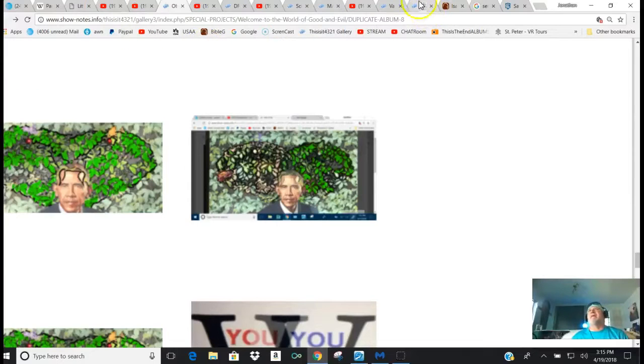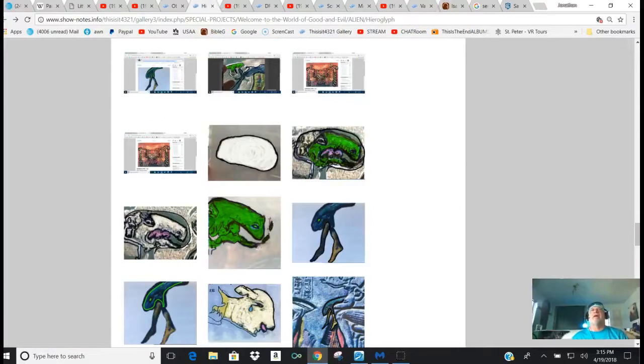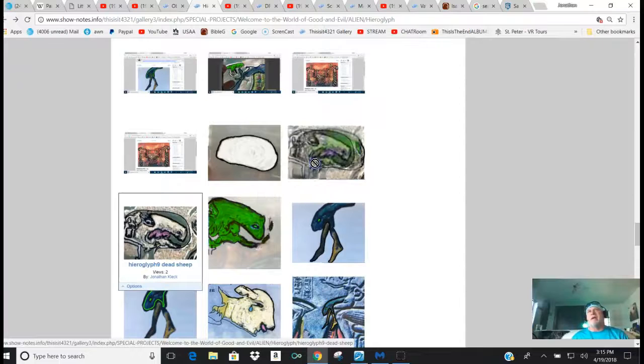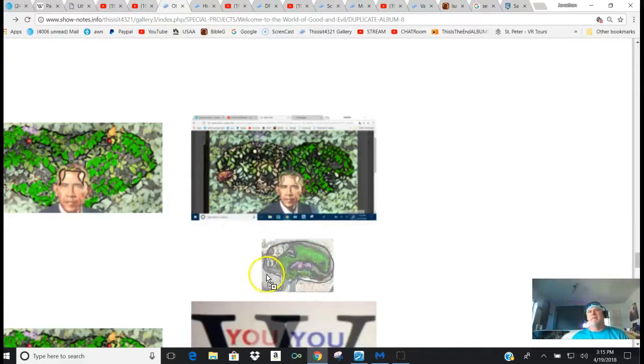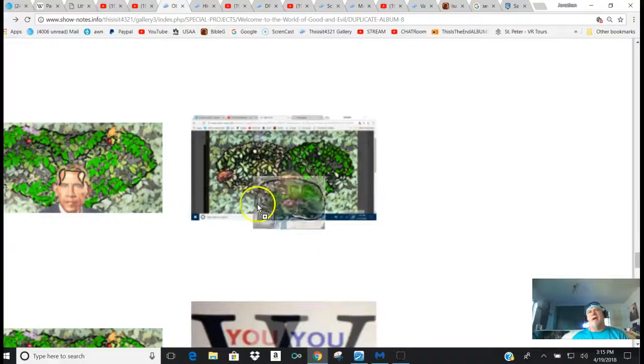Okay, so let me drag that over there. I'm going to take the hieroglyph and go over here. I'm going to take this image of a dead sheep. Okay, there's the dead sheep right there. Okay, there's the dead sheep and the reptile in the same egg, which is the head of the kid. Now I'm going to show you what the grown-up image is. Now he's grown up, and his name's Barack Hussein Obama. There it is. It's hatched. Dead sheep, reptile. It's hatched.